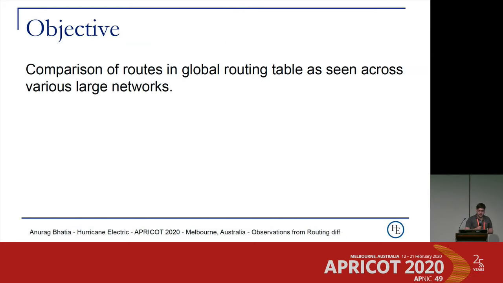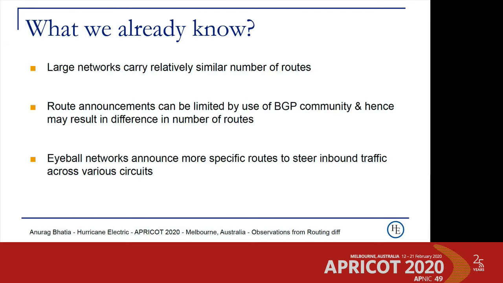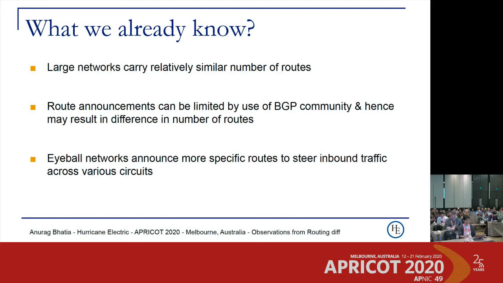So the objective of this small study, which we did back in December, was just a comparison of the routing table across various networks. Why we are doing that is just to find out if there is a difference in the number of routes, is it significant or not, and what are the reasons which might be causing that difference. So before I get onto the numbers and study, I'll quickly go through a brief description of how things should ideally be, and then try to see if they are or not.